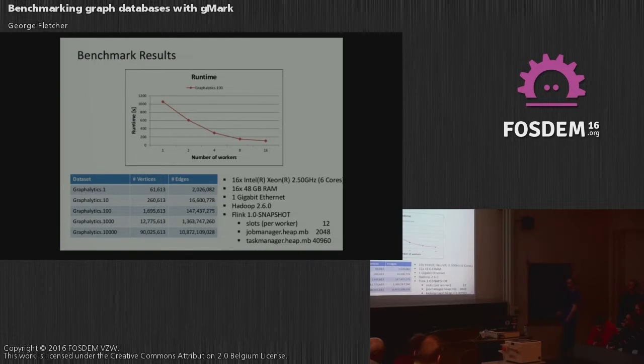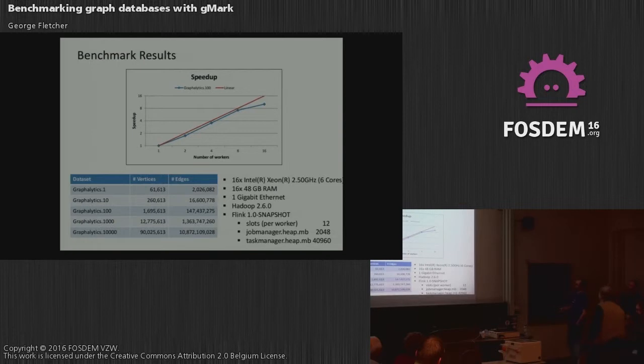So as we can see here, the runtime gets reduced as we increase the number of workers. It's better shown here. This is speedup. So this is linear, which is ideal in that case. And we can see here that at least for up to 8 workers, it scales nearly perfectly. And then it drops a bit, because, I don't know.